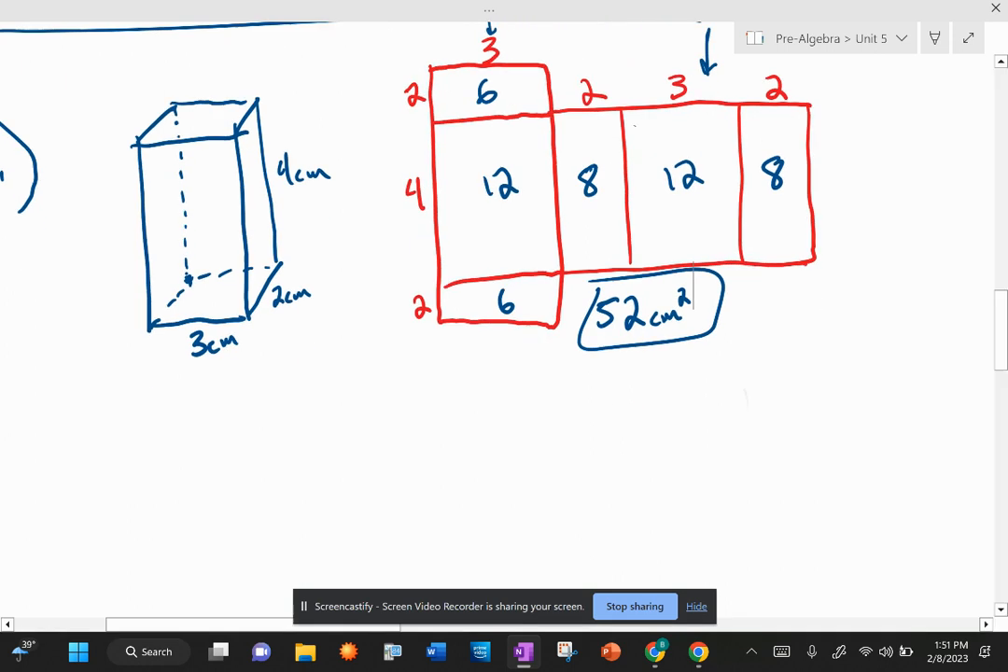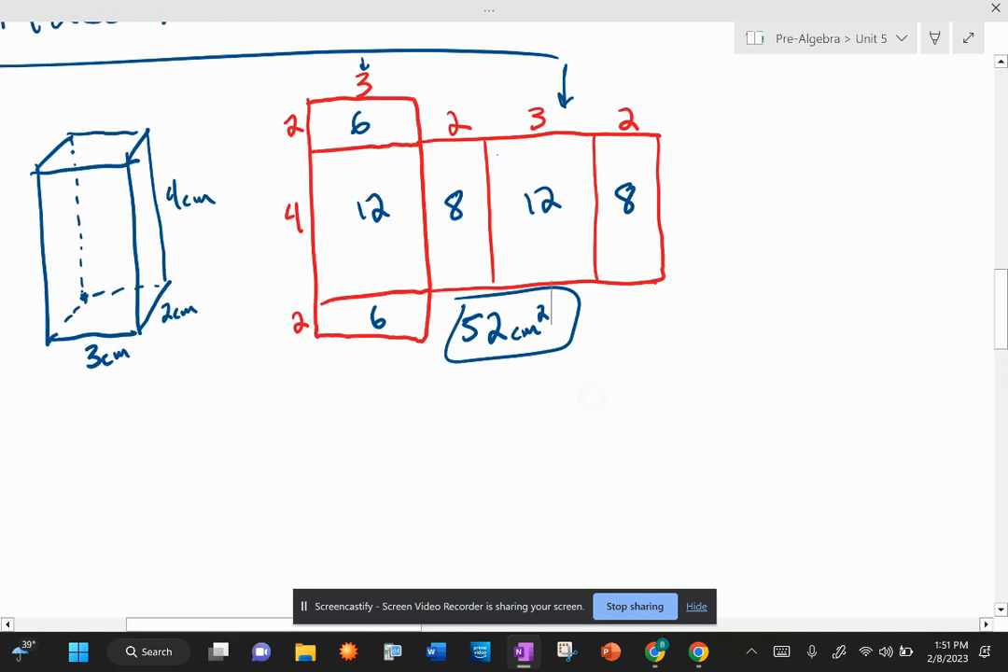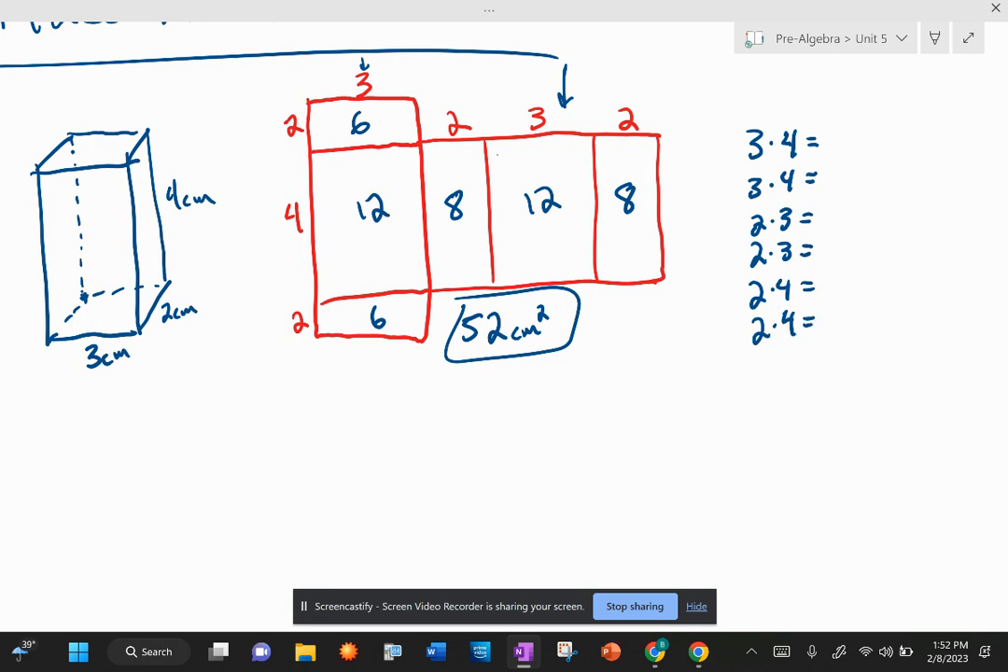Okay, so let me show you what I mean. That's what I'm about to show you right now. So, give me two of the dimensions. 3 and 4. So I'd do 3 times 4 and 3 times 4. Okay, give me another 2 of the dimensions. 2 and 3. So 2 times 3, 2 times 3. And give me the last combination of dimensions that we haven't used yet. 2 times 4. 2 times 4. Okay, multiply all those together.